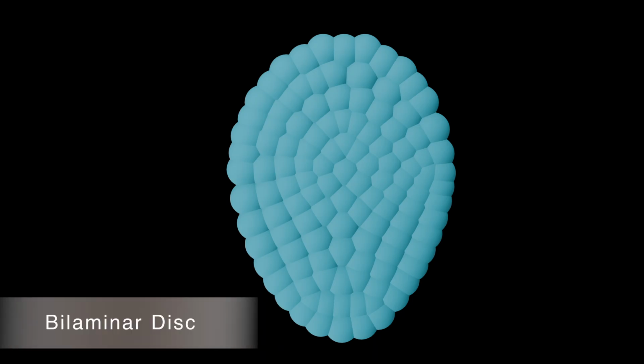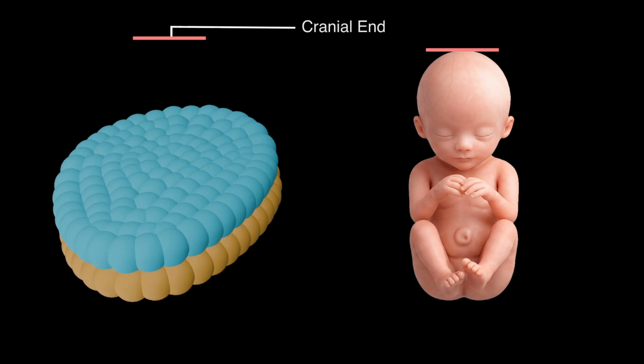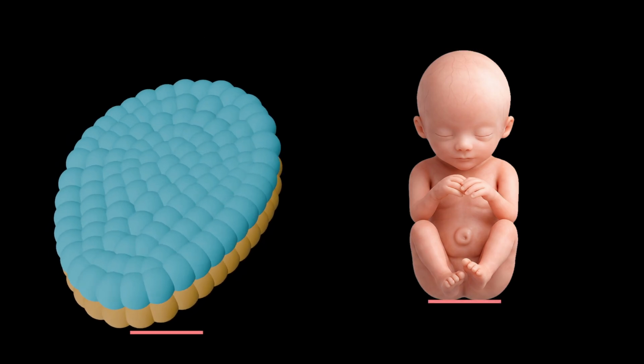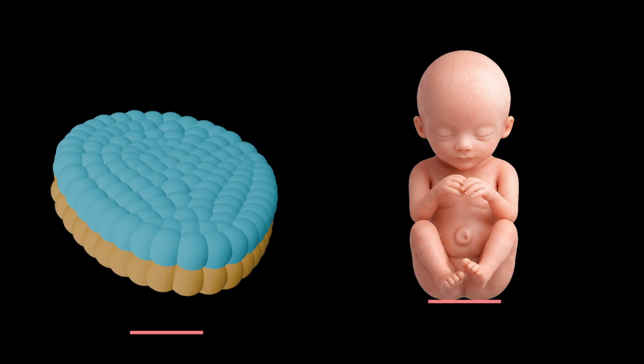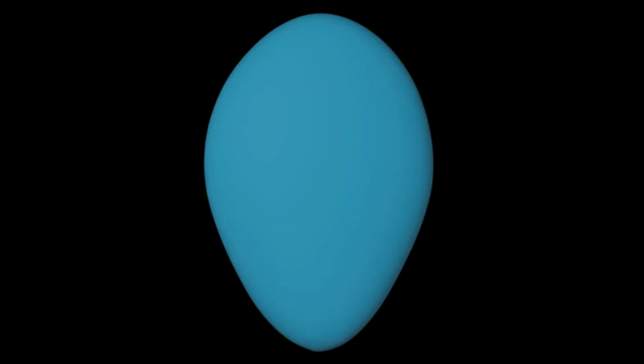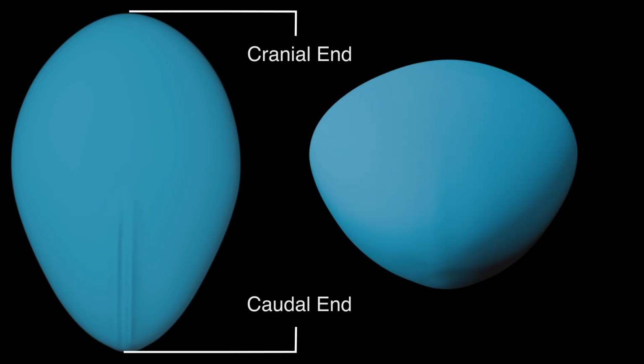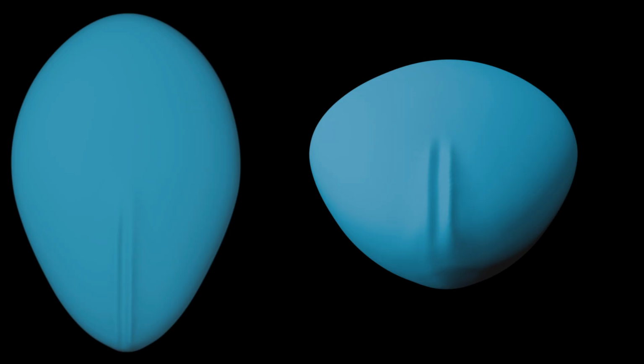The bilaminar disc has 2 ends. The end that will later develop into the head of the embryo is called the cranial end. The opposite end, which will develop into the anal region, is called the caudal end. As the first change in the process of gastrulation, some epiblast cells in the upper layer begin to thicken and migrate from the caudal end toward the cranial end, forming a thickened linear structure in the midline of the embryo. This structure is called the primitive streak.